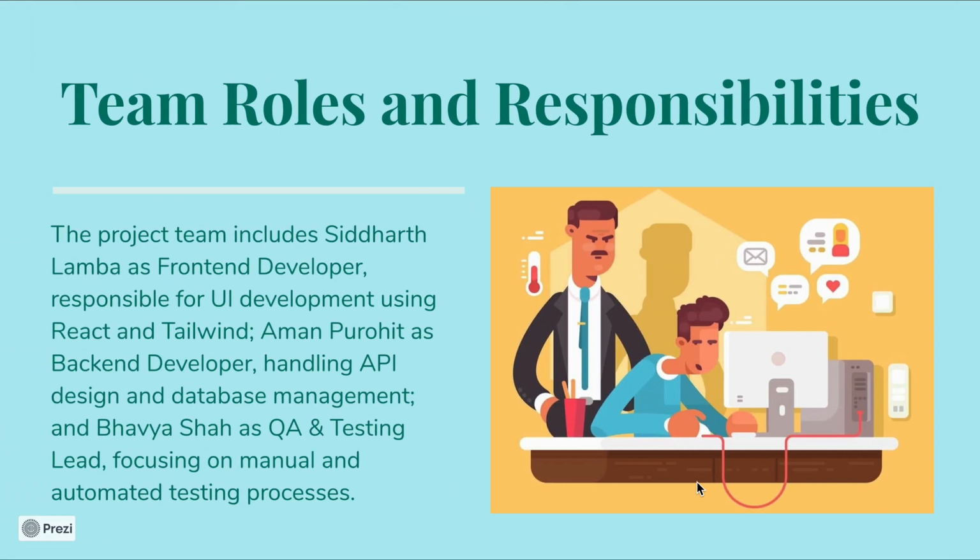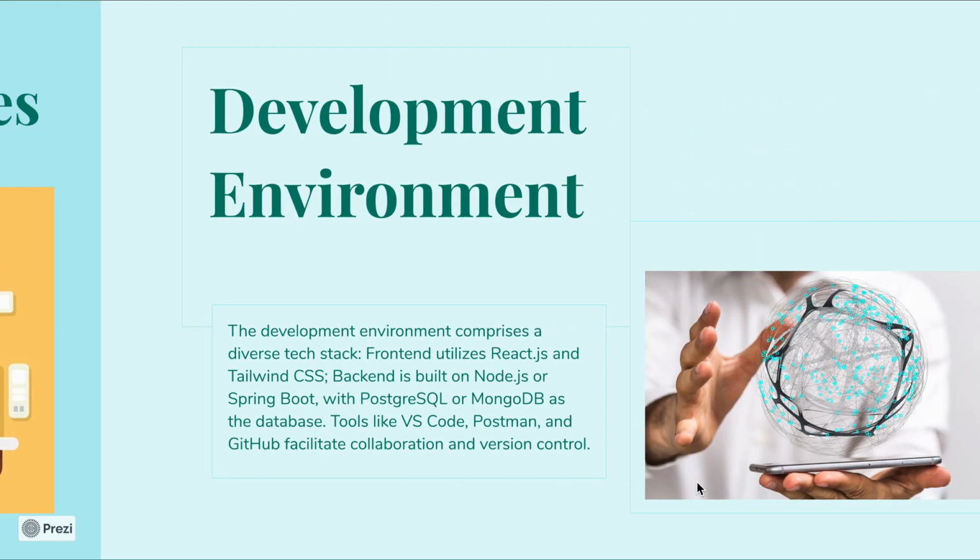Our responsibilities are clearly divided. Siddharth, I'm handling the front end using React and Tailwind. Aman is managing back-end development, including API design and database integration. And Bhavya leads QA with both manual and automated testing. This structure allows us to move efficiently and collaboratively across all development stages.